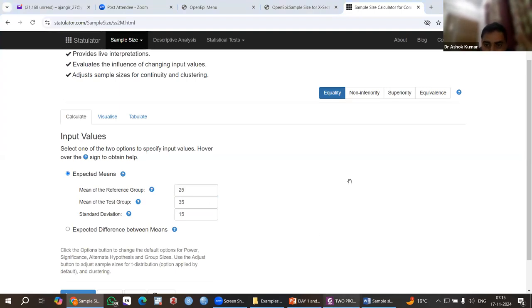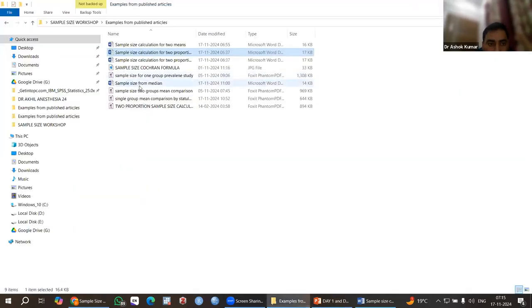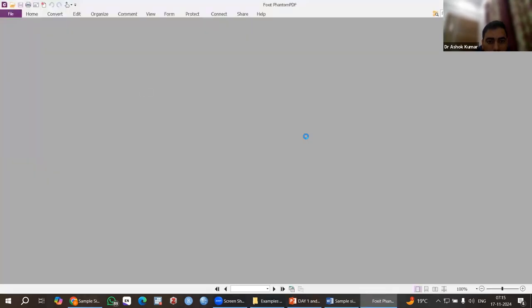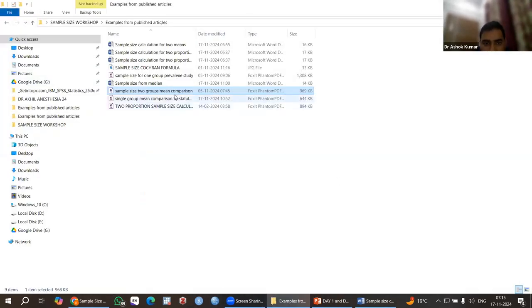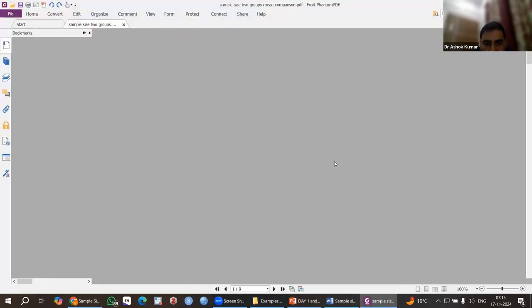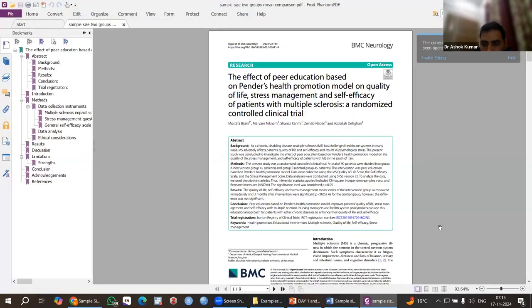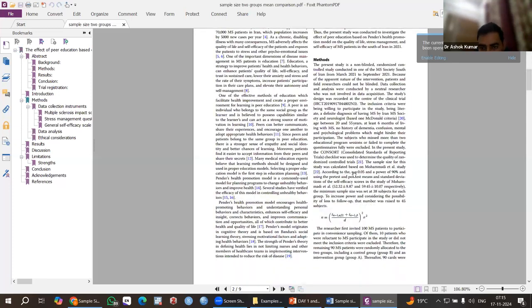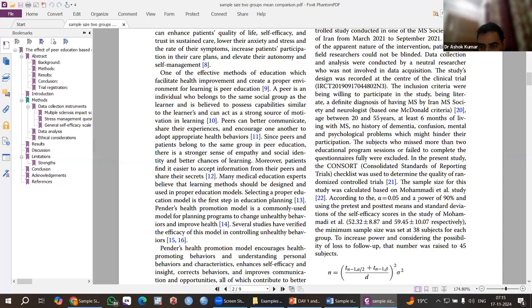where is our example? Two means. So I think this is the two group mean comparison sample size, okay? So this is the same study, okay? I think it is visible. We have taken 90% power. Please remember, this time we have taken 90%. So this is for control. This is for experiment.